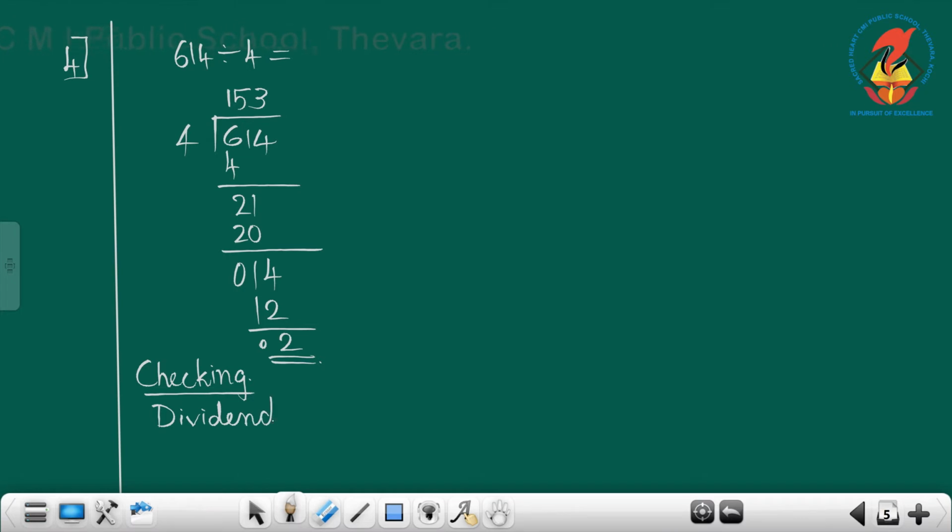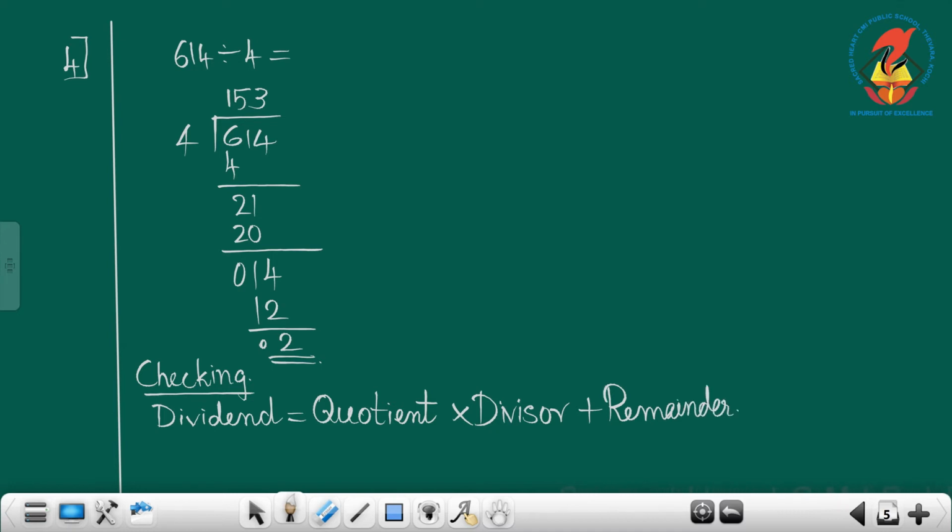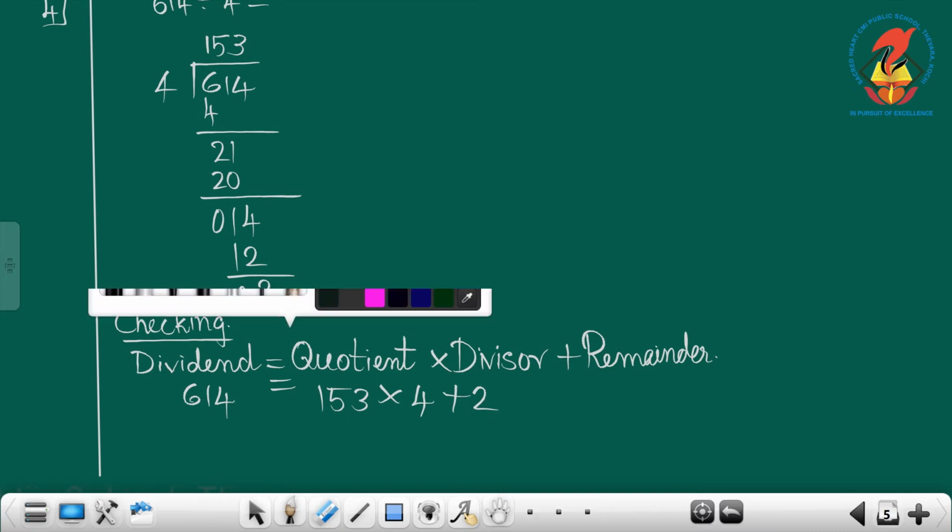Dividend is equal to quotient into divisor plus the remainder. So what is the dividend here? The dividend is 640. So what is the quotient? The answer of the division is 153, multiplied by the divisor 4, plus the remainder 2. So do the calculation. Do that calculation in the working column.